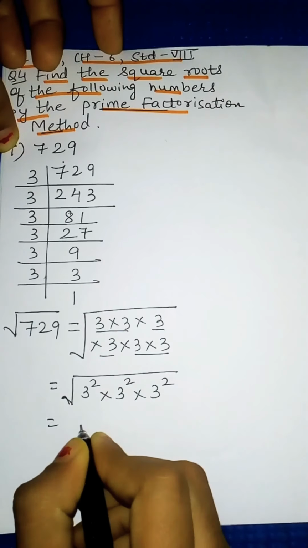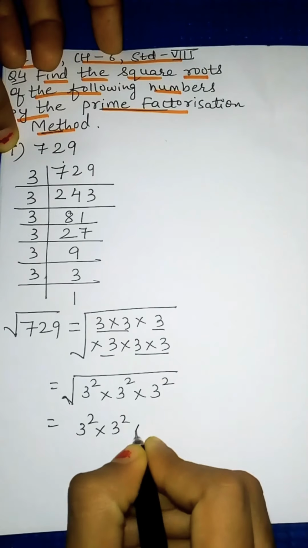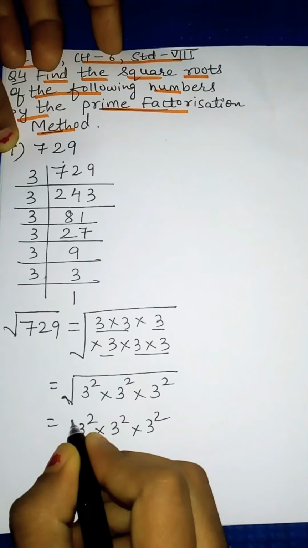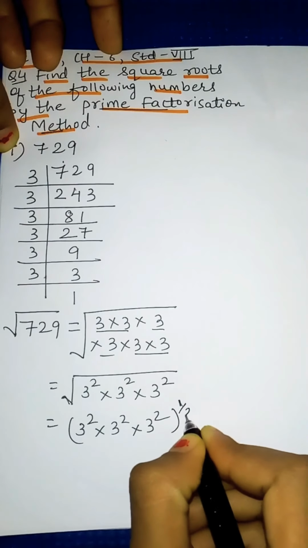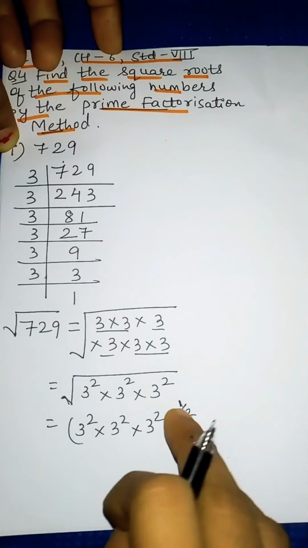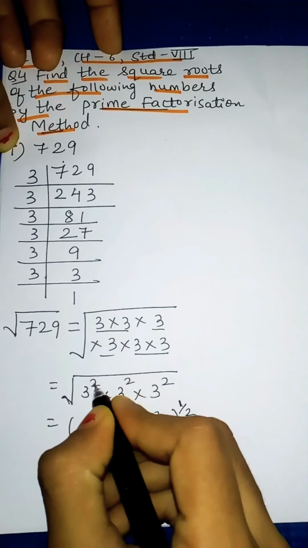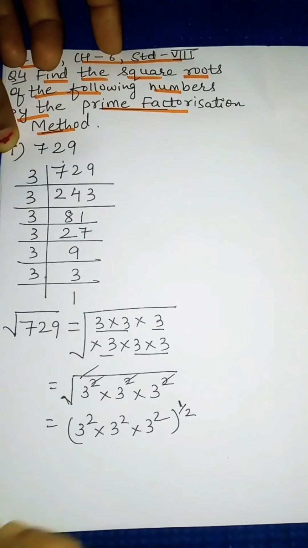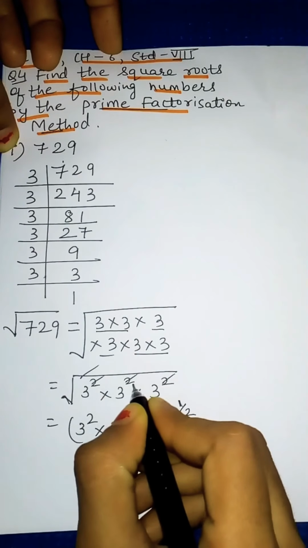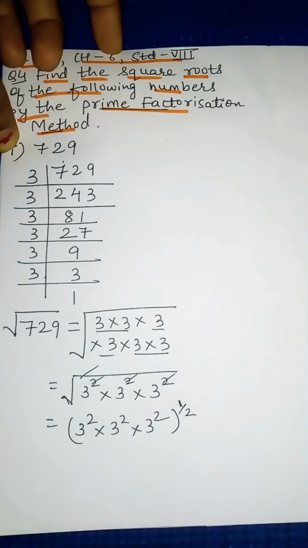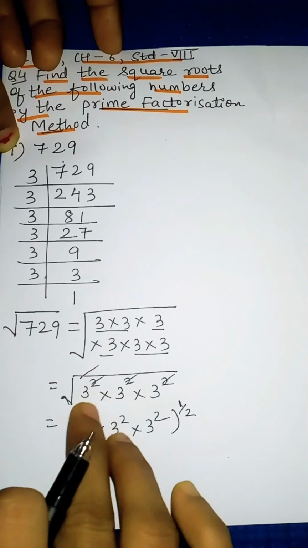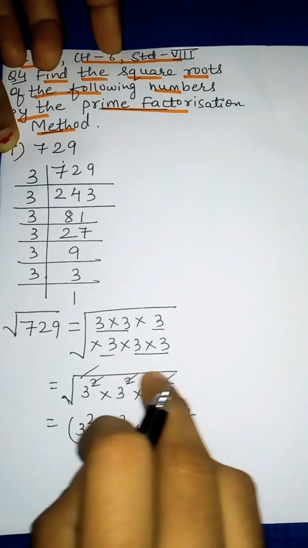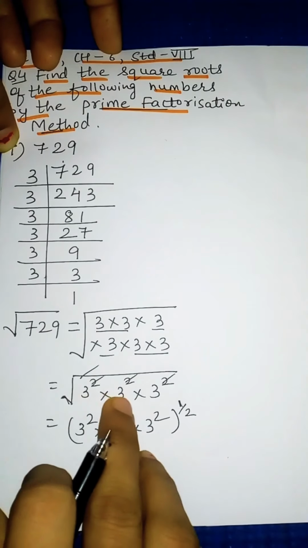So it means that 3 square into 3 square into 3 square are all inside the root. And what is the value of root? The value of root is half, meaning the whole is raised to half, 1 upon 2. So what happens? This 2 gets cancelled with the root because this root is half. So this half we will multiply here also, here also, and here also. So this half will get cancelled. That is why the squares we are writing get cancelled with the root, and only 3, 3 and 3 will be left.